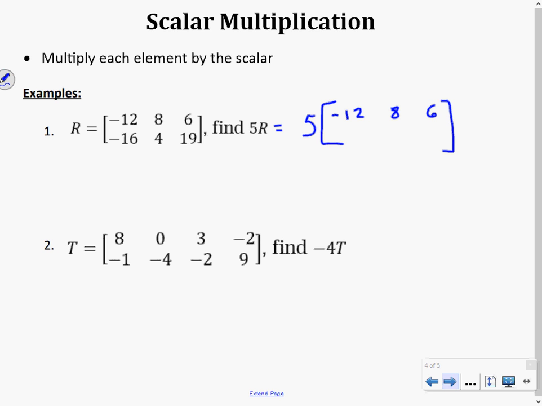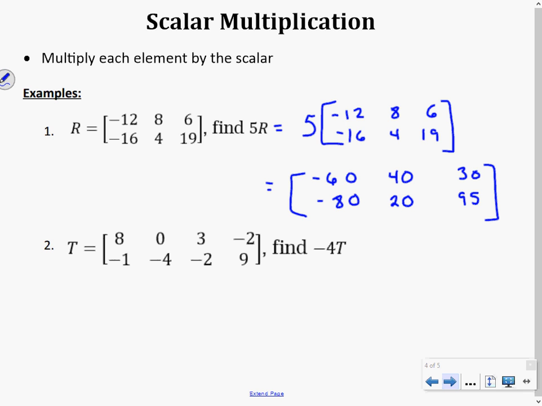Well, to do that, all I have to do is multiply every element inside of my matrix by that scalar, okay, which is 5 in this case. So if I multiply by 5, my matrix is going to become negative 60, 40, 30, and then in my bottom row here, we're going to get negative 80, 20, and 95. So scalar multiplication is probably even easier than adding and subtracting matrices together. You're literally just multiplying each element inside of your matrix by that number.